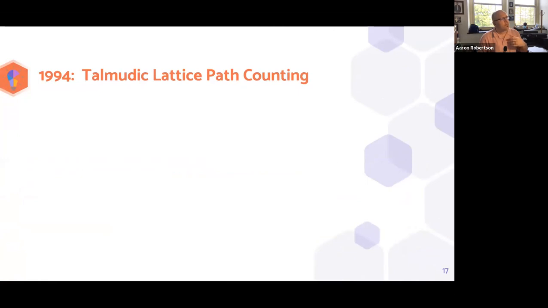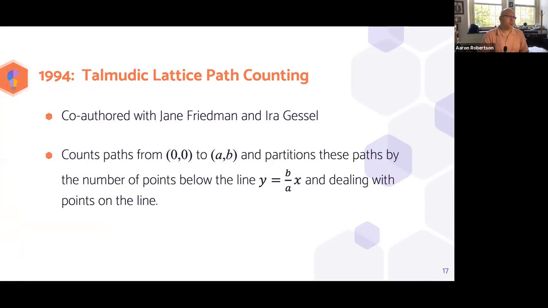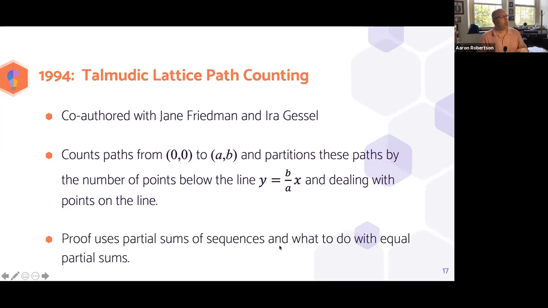Okay. Then there's the Talmudic lattice path counting, counting paths from the origin to (a, b). And the idea here is what is done with those that land on the line, and what is a fair way to count this. And this one is not a big result in Ramsey theory, but the proof that is used uses partial sums of sequences.